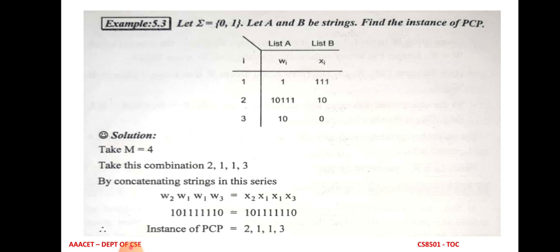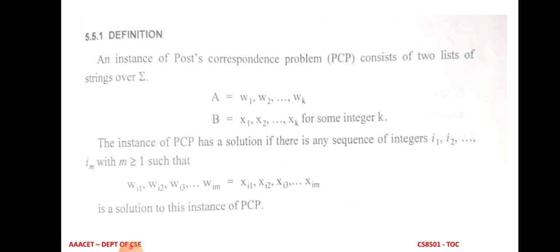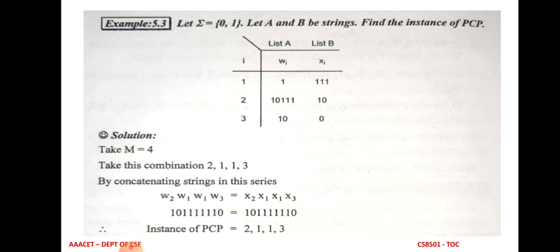So these are the given values to find the solution of PCP. We have to find the integer values I1, I2, and up to Im. This is the solution of this particular instance of PCP. Consider here the solution is given in the first step itself. The solution is 2113, and these are the integer values.